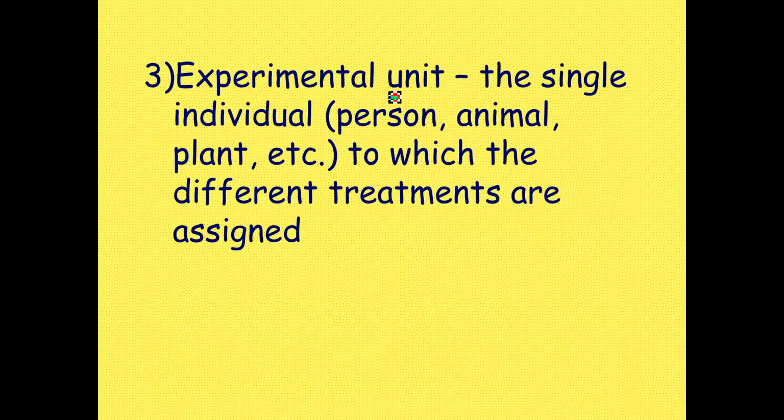Experimental unit, this is the smallest thing that your treatment is applied to. So if I was doing an experiment with seeing which fertilizer causes trees to grow the best, right? Well, my experimental unit would be the tree because that is what my treatment is being applied to. The fertilizer is being given to the trees.